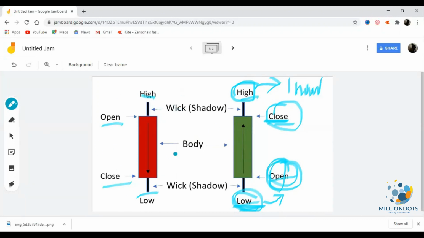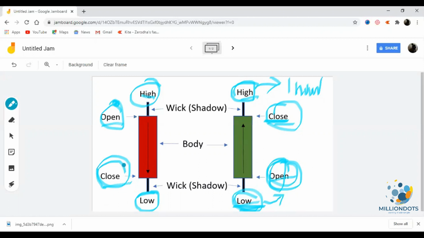The same way, how about this red candle? Low is the lowest point this candle or price has touched in this particular time frame, high is the highest point the candle has touched, open is the opening price, the price at which the candle started forming, and close is the closing price, the last price at which this candle closed, in the final hour if it is a 1 hour candle.